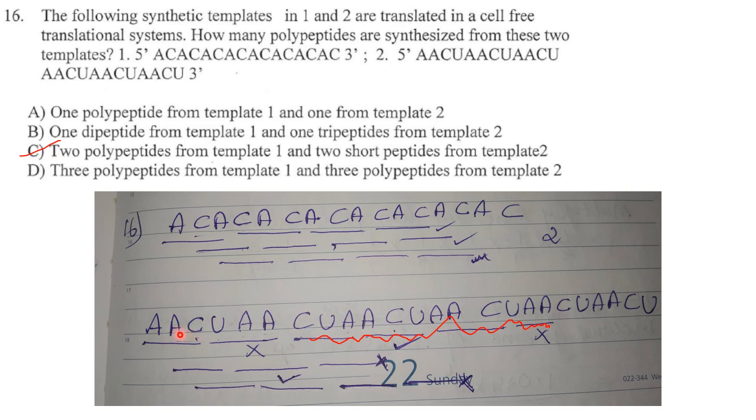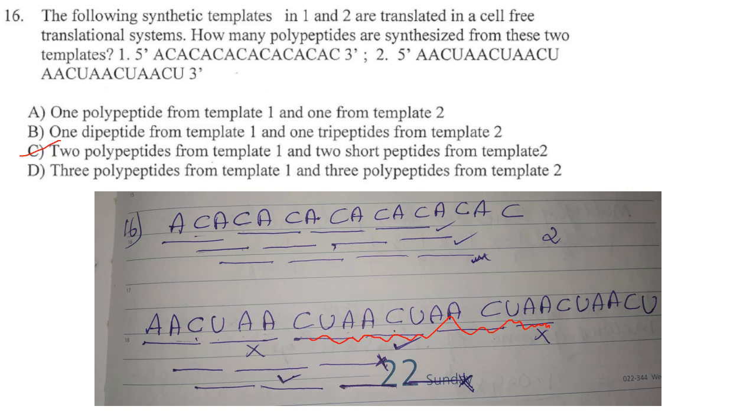The next it will start from the second nucleotide. ACU, AAC, UAA. That is one polypeptide. So that will be taken. Then next you will start from C. CUA, ACU, AAC, UAA. So that is your second polypeptide. It is not quite a polypeptide, it is a short peptide. You cannot sequence the whole thing because of the presence of stop codon UAA. So two small peptides from template 2 will be the answer. So option C is your answer, that is two polypeptides from template 1 and two short peptides from template 2.